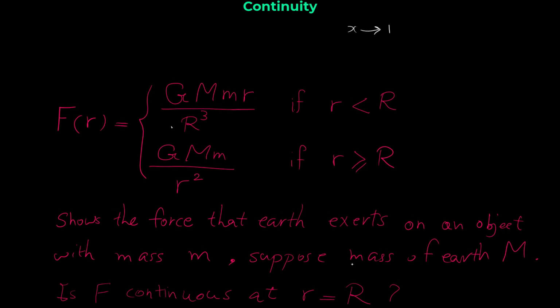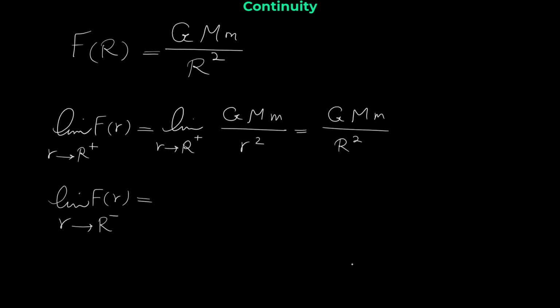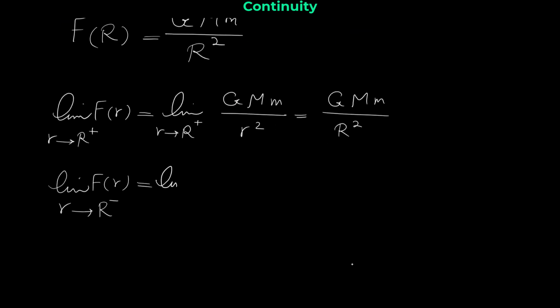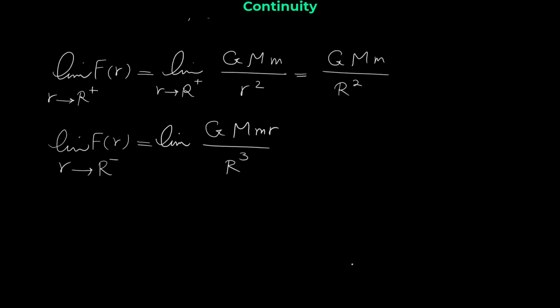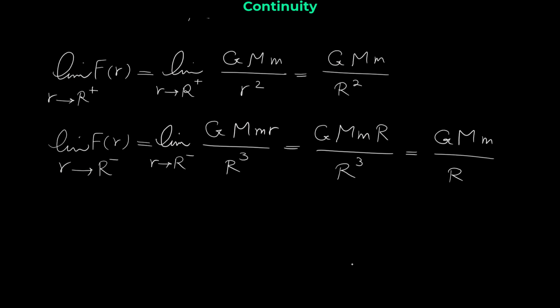Now we have to use the first equation, which is GMm r over R to the 3. So we have to find limit of GMm r over R to the 3 when r approaches R from the left. For finding this limit, also we can use direct substitution. It would be GMm R over R to the 3. One R from the top with one R from the bottom cancel each other, and it would be GMm over R to the 2.